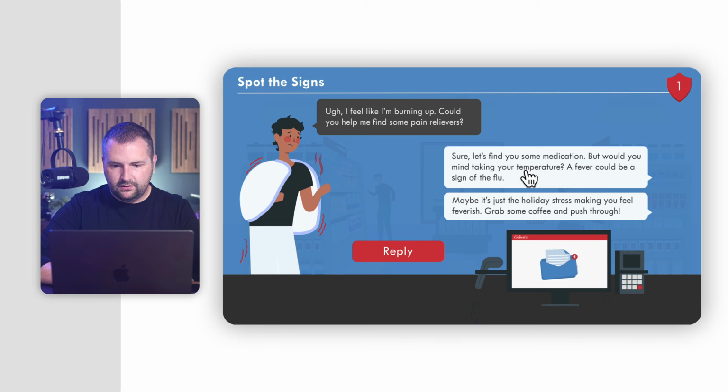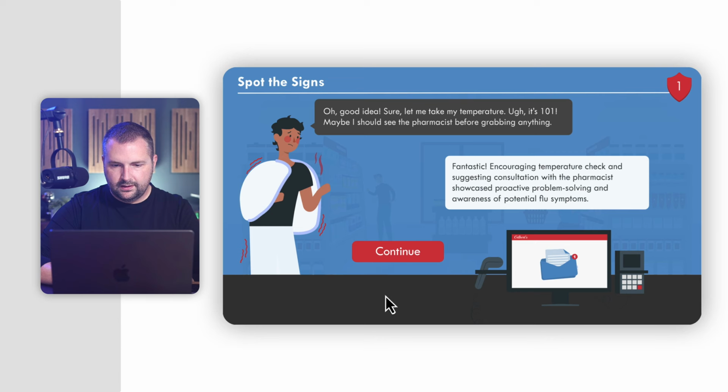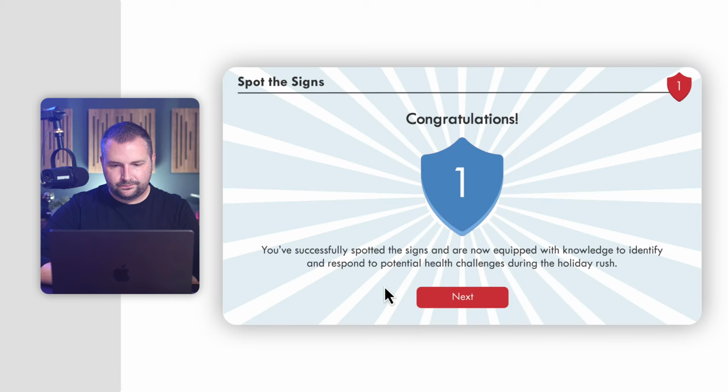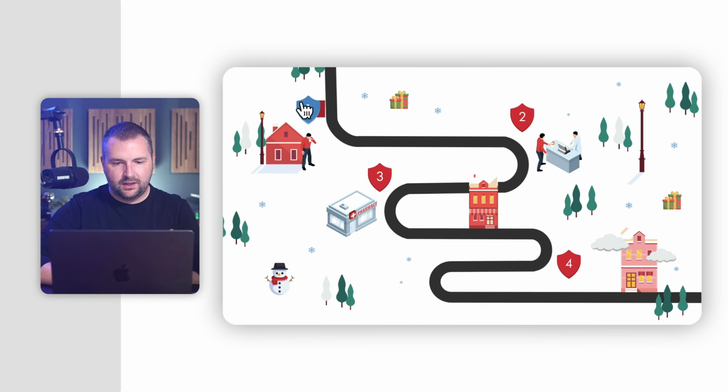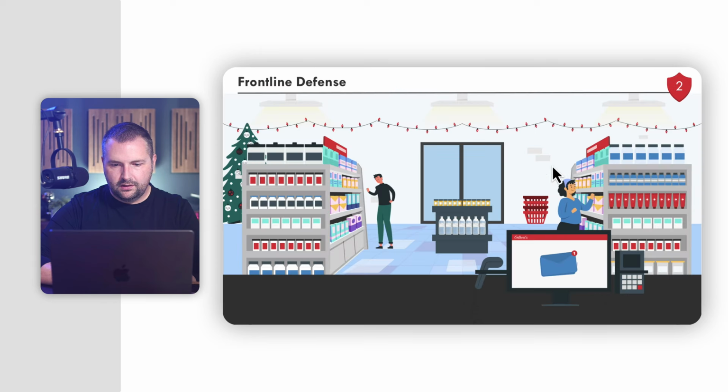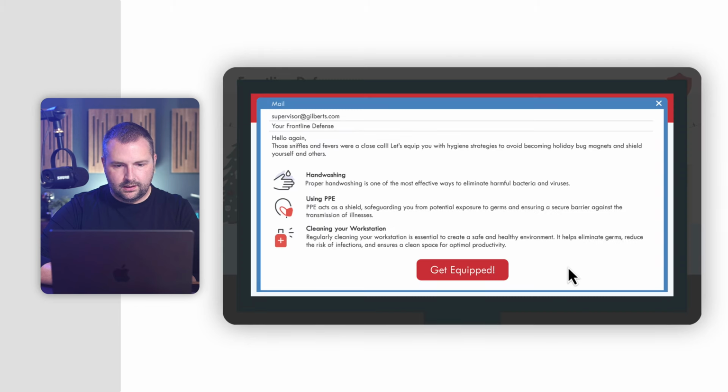All right, so I think this is our correct answer here. Click reply. And we have our response with some positive feedback. Very good. All right, so we earned our first badge. Very good. That was a super engaging initial interaction to spot some signs. Okay, we'll click next here, and now we're back in our menu, and we have our blue badge there. So we'll go to number 2 here. We're frontline defense. Now we have another email from our supervisor.